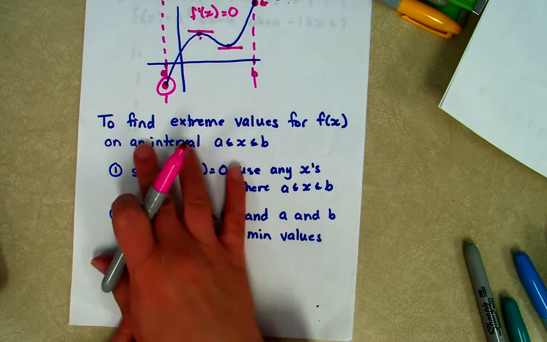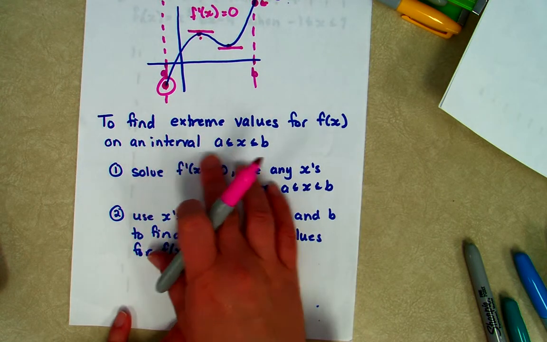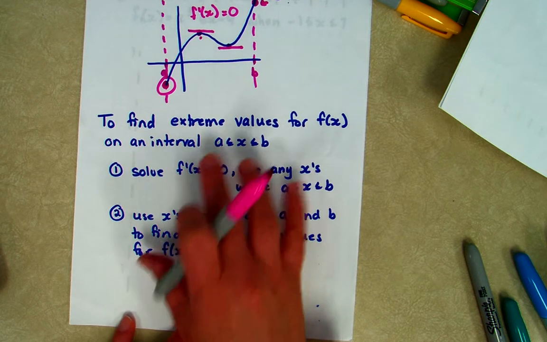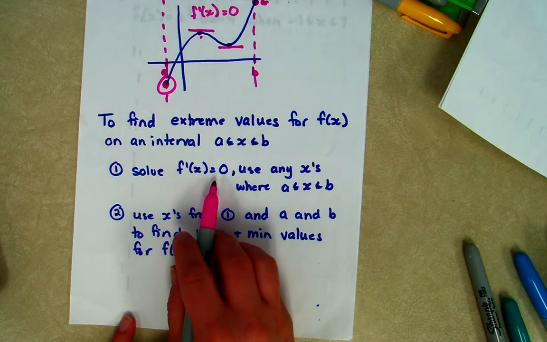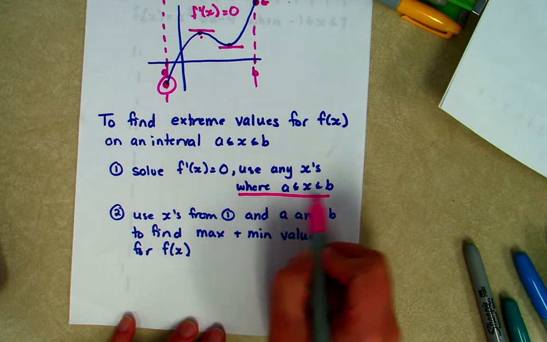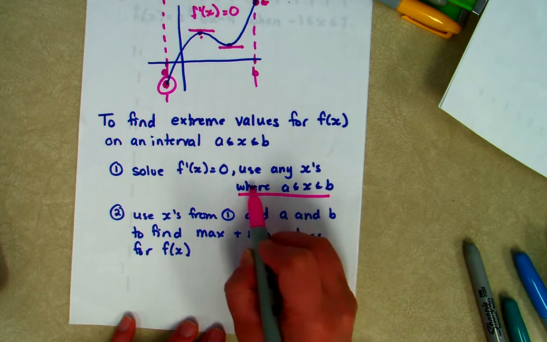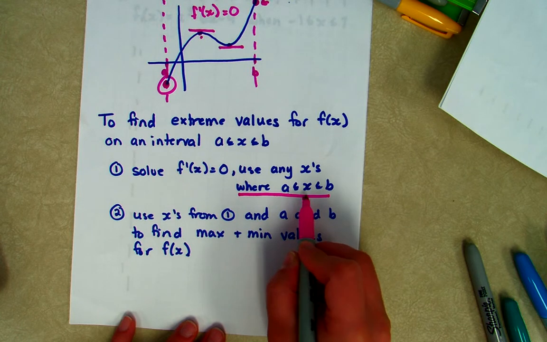So the steps are to find extreme values for a function f of x on an interval a is less than x is less than b, so x is going to be between two numbers, a and b. You're going to solve f prime equal to 0. So you're going to look for all the points that have horizontal tangents, but you're just going to take any answers that are within that a and b. So you're going to solve equal to 0, then you're going to compare your answers to the interval, and you're going to throw out any that aren't in the interval because they're not relevant to what we're doing.